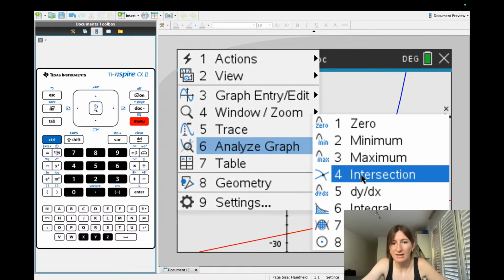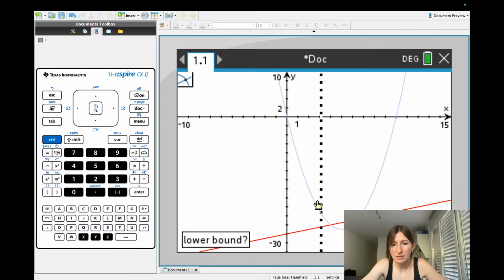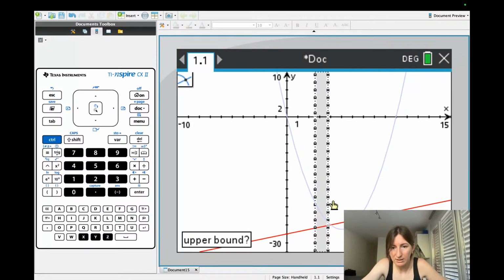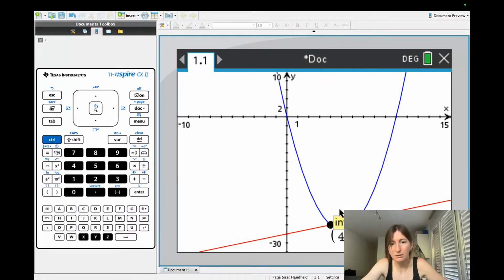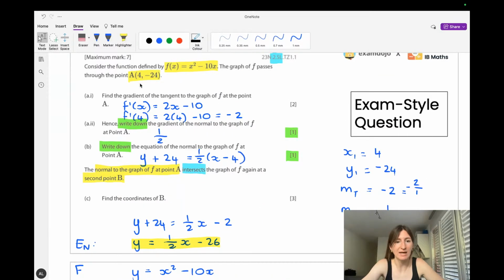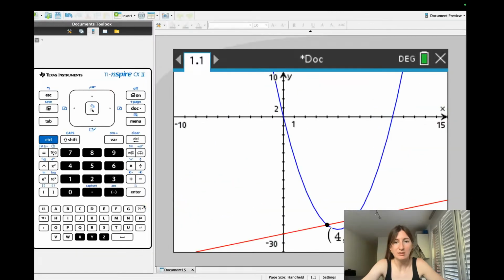So we're looking for an intersection, and I need to tell the calculator precisely where that intersection is happening. So that's for my first one. Can you see we have 4 minus 24? That's what we had already. So that's point A. Now we need point B, so the other one.